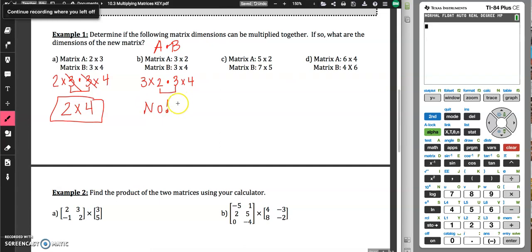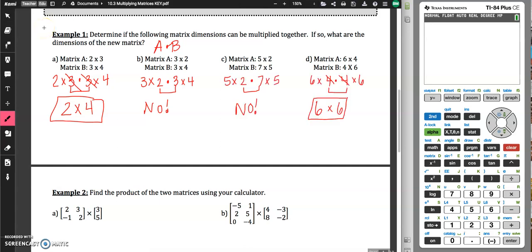I want you to try C and D on your own. All right, here are my final answers for C and D. So problem C, I cannot multiply them because 2 and 7 do not match. And problem D, I can multiply them because 4 and 4 match, so my new dimensions would be 6 by 6.